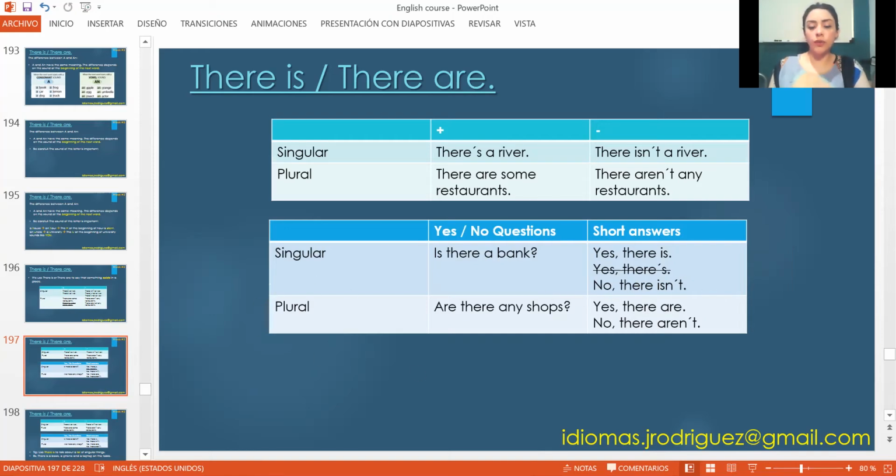And the plural form, are there any shops? Are there any shops? Yes, there are, or no, there aren't, or no, there are not. Okay. ¿Hay algunas tiendas o hay alguna tienda? Sí, sí hay, no, no hay.